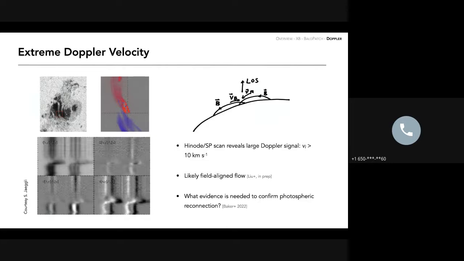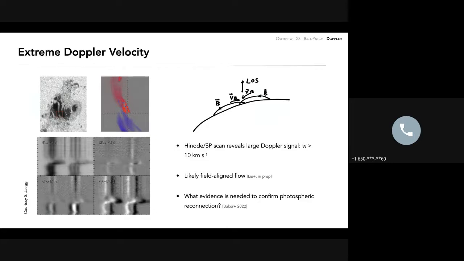So what we think happened is shown by the cartoon on the upper right. These magnetic field lines are very sheared, about 35 degrees to the west and about 20 degrees to the south. So we are observing these flux tubes in an inclined geometry. Most of the flows, even if they are field-aligned flows, would appear to be projected as a very fast up and down flow.